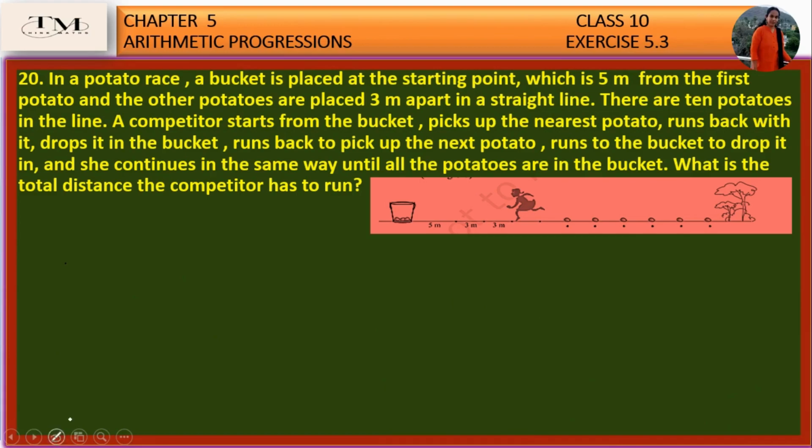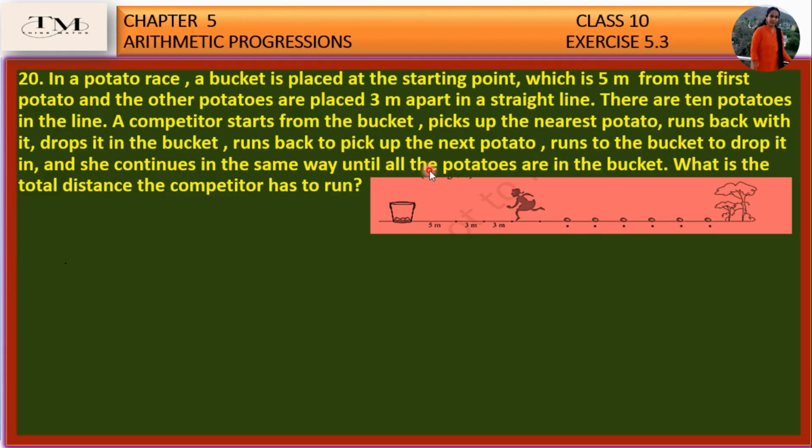So moving on to the last problem of this chapter. In a potato race, a bucket is placed at the starting point, which is 5 meters from the first potato, and the other potatoes are placed 3 meters apart in a straight line. There are 10 potatoes in the line. A competitor starts from the bucket, picks up the nearest potato, runs back with it and drops it in the bucket. Runs back to pick up the next potato, runs to the bucket and drops it. And she continues in this way until all the potatoes are in the bucket.